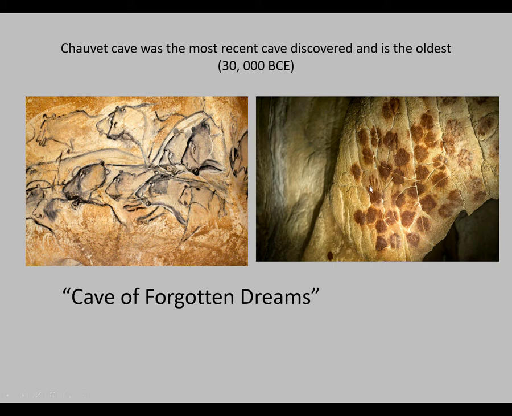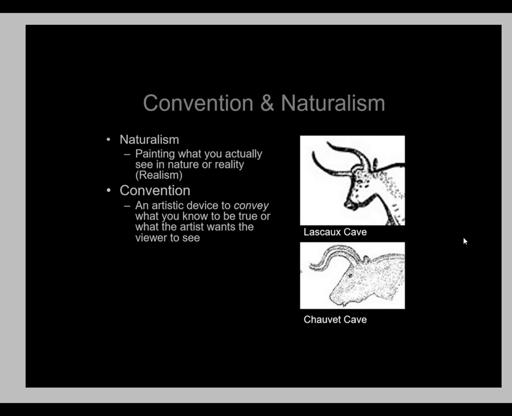We can see here the handprints and the dots. These are all at the beginning of the cave, and we have no idea what these are for. Is this some kind of signature, some kind of sign-in when you come in, something like a punch clock or something? We don't know. But let's look at what's going on in Chauvet Cave.